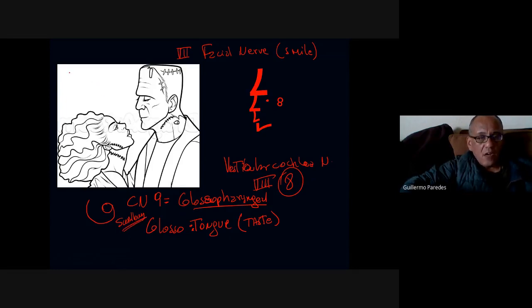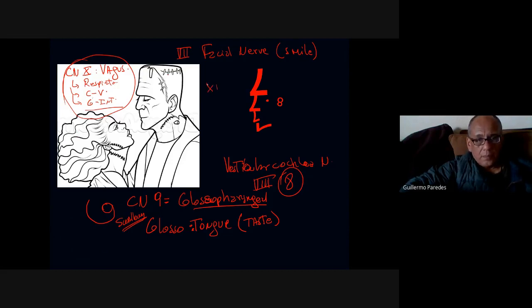Then we have cranial nerve number 10. That is the vagus nerve. I remember cranial nerve number 10, vagus, like Las Vegas. You're wandering all over. Vagus in Latin means wandering, walking. This cranial nerve innervates and makes work the respiratory system, the lungs, the cardiovascular system, and the gastrointestinal system. The vagus nerve is very important.